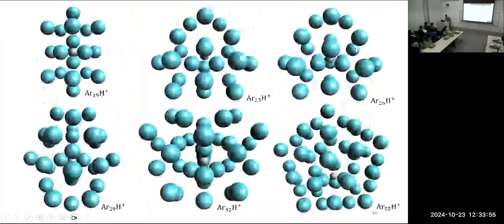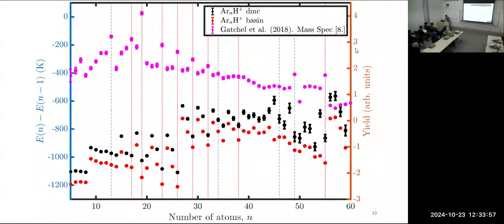This plot shows the results of the diffusion Monte Carlo calculations. On the x-axis we have the number of atoms in the cluster, and on the left y-axis we have the binding energy, the energy with n particles minus the energy with n minus 1 particles. The left y-axis corresponds to the black and red points, the red points being the basin hopping results and the black points being the diffusion Monte Carlo results for the energy.